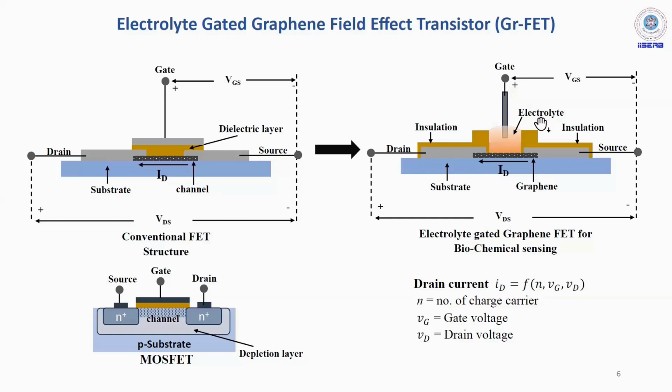I'll discuss that. But what remains the same is that your drain current will be a function of the number of charge carriers present in the channel, the gate voltage that you apply, and the drain voltage. Drain voltage means the voltage between drain and source. Gate voltage means the voltage between gate and source. Usually we ground the source.